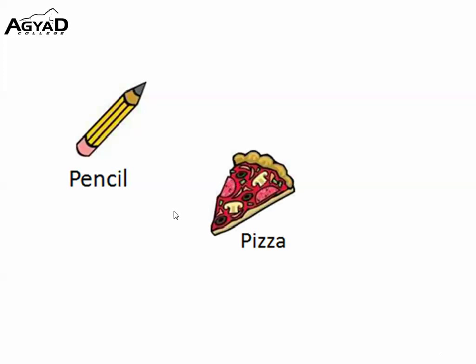Now, let's see. What words start with the sound P? There is pencil. So it's P, pencil. Very good. What else starts with P? Yes, pizza. P, pizza. Very good. What else starts with P? Pan. P, pan. This is what Mama used in the kitchen to cook, right? So it's P, pan. Very good.